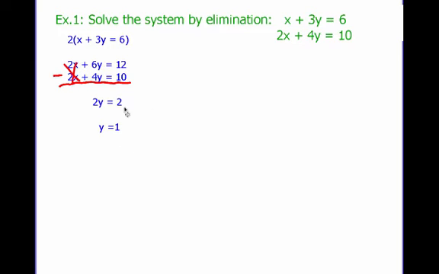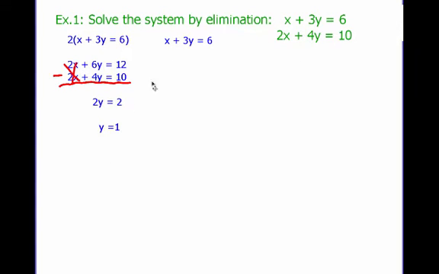So all I did for my elimination was multiply one of my equations by a number so that I had the same coefficient. And it's totally fine for us to do this as long as we multiply everything in that top equation. All right, well now I know y equals 1. I'm going to go back to one of my original equations, not the one where I've done the multiplying, one of the originals.